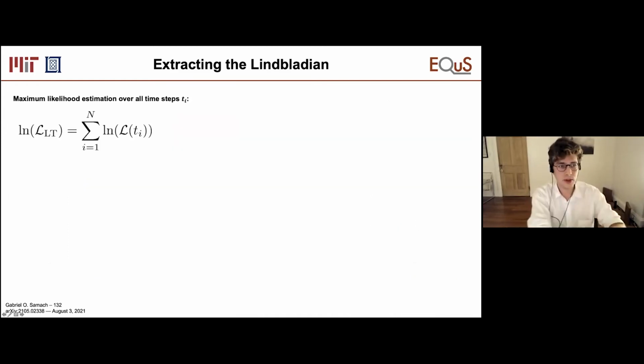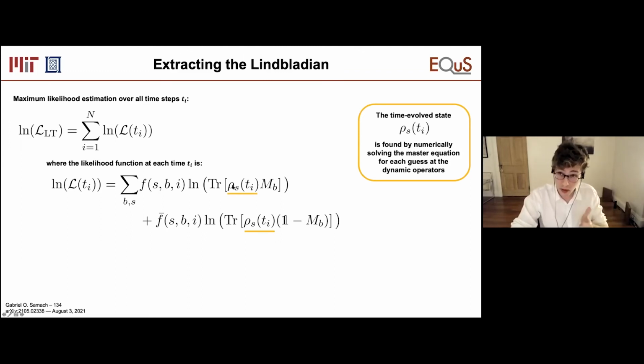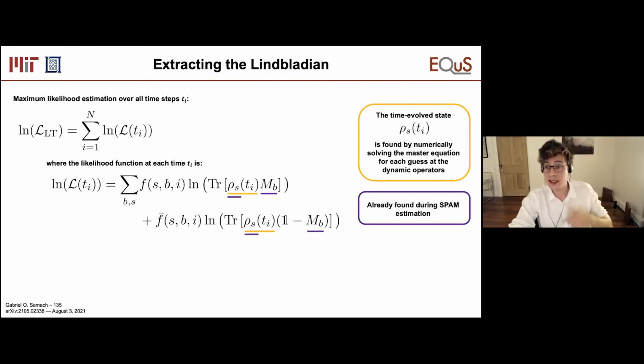Again, to do this, we resort to maximum likelihood estimation. So now we need to run the estimation over all of our time steps. Here our likelihood function is now a sum over all of our time steps t sub i, where the likelihood function at each time t has a form that's basically identical to what I showed earlier for the Kraus operators. Except now our states rho at these different times are found by numerically solving the master equation for each guess at the dynamic operators. And this is really all we need to find because, again, the initial state of our system and the measurement operators were already found during our initial characterization.